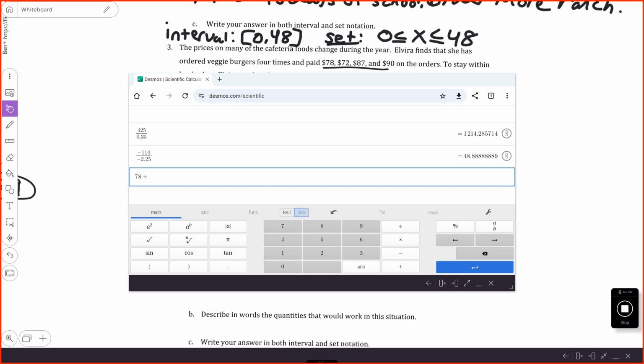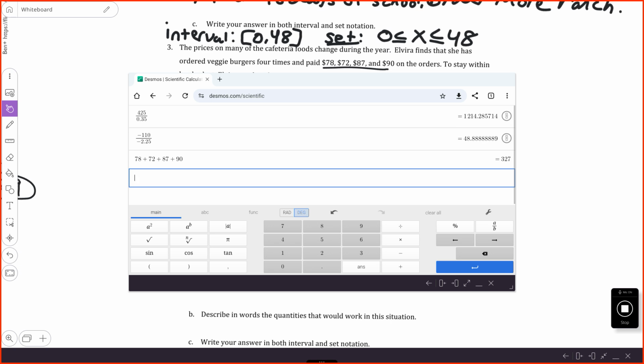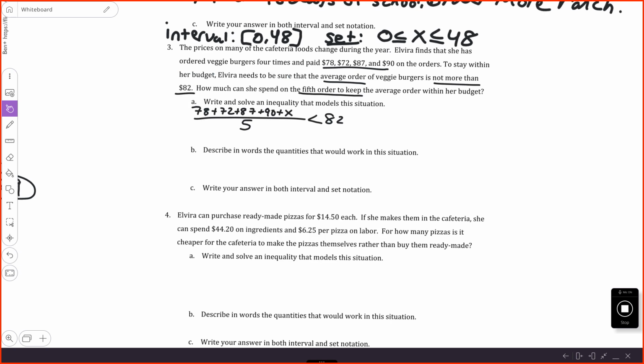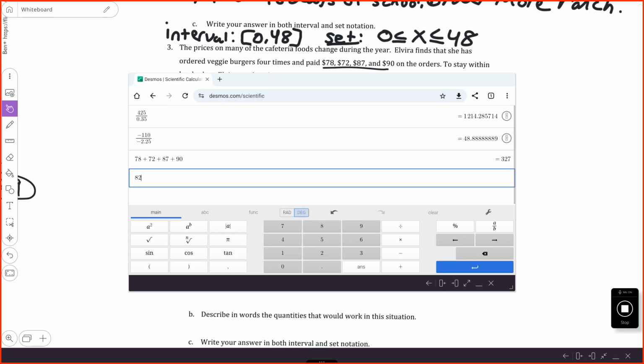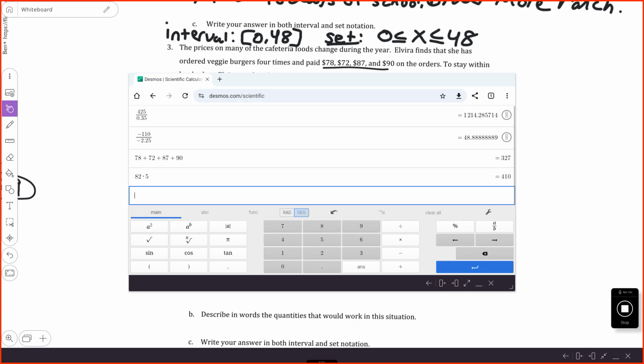So 78 plus 72 plus 87 plus 90 gives me 327. So I have (327 plus x) divided by 5 is less than 82. Multiply 5 to both sides. 327 plus x has to be less than 410.